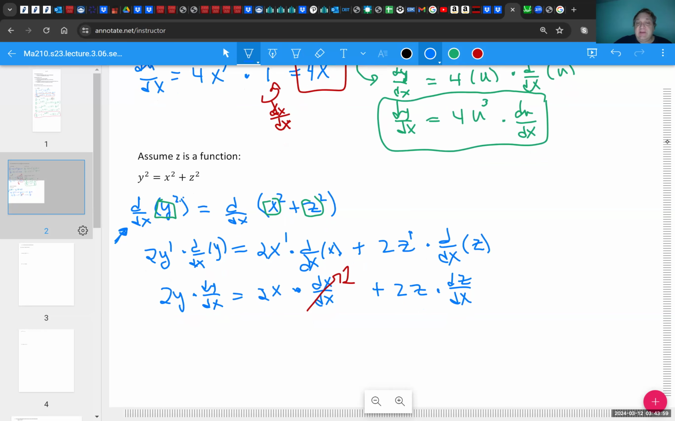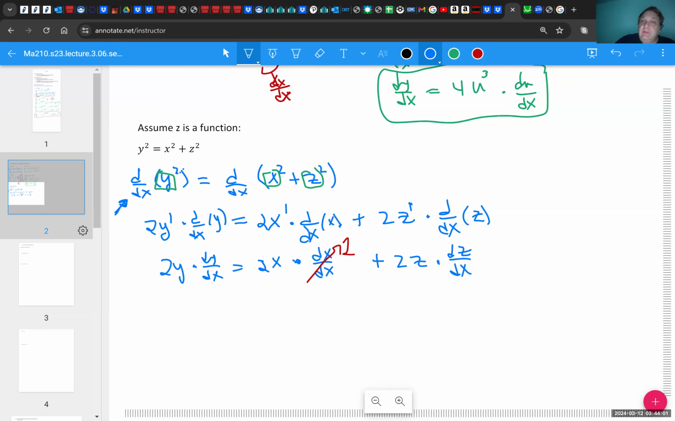Sometimes the inside function is going to give you a 1, which kind of disappears, right? Like this example right here, when we differentiate the inside function x, we end up getting a 1. And when I rewrite this problem, we don't need to write the dx/dx anymore. So I'll write 2y dy/dx equals 2x plus 2z dz/dx.